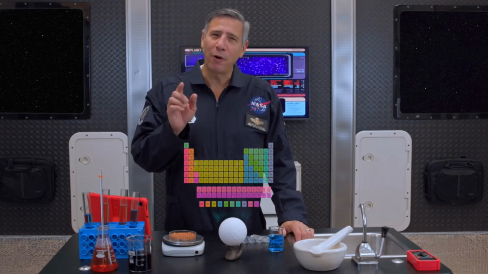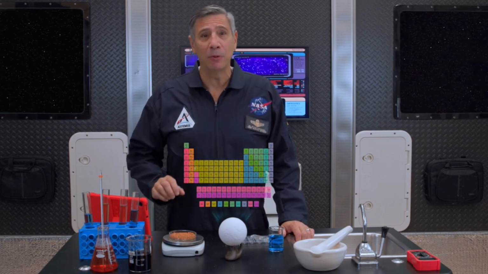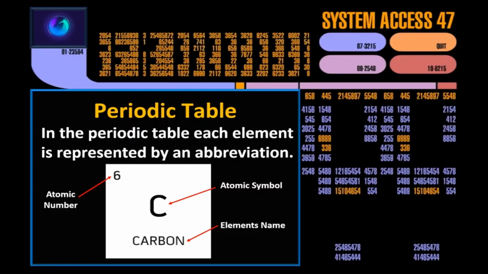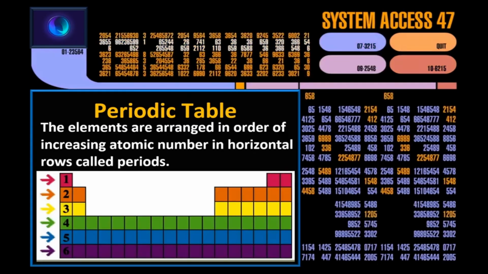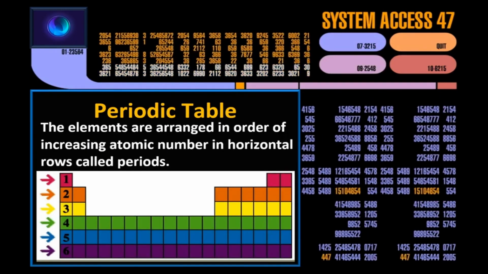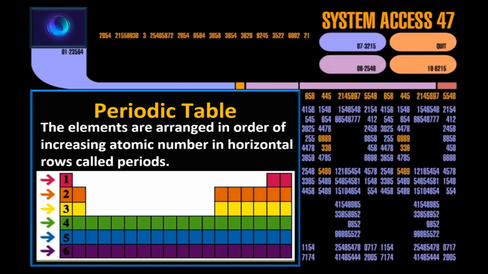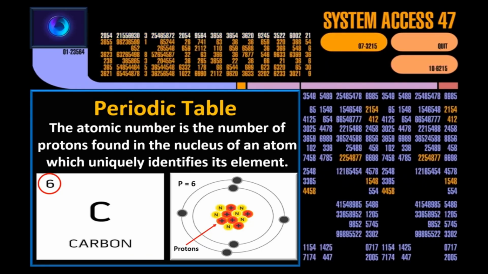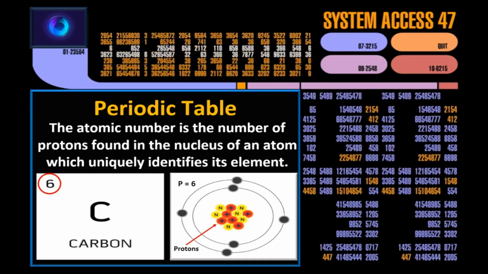And I think Aurora could probably help us understand the rules that govern the periodic table. In the periodic table, each element is represented by an abbreviation. The elements are arranged in order of increasing atomic number in horizontal rows called periods. The atomic number is the number of protons found in the nucleus of an atom, which uniquely identifies its element.